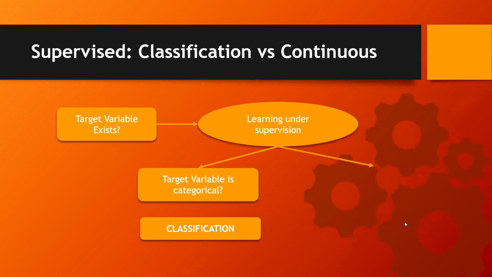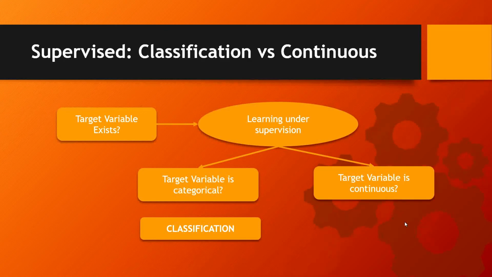The second category of supervised learning problems is when the target variable is continuous. So for example, the stock market prediction problem or the salary prediction problem that we talked about in the first slide come under continuous variables, because the salary of a person is a continuous value. It is not a categorical value. They are called regression problems.